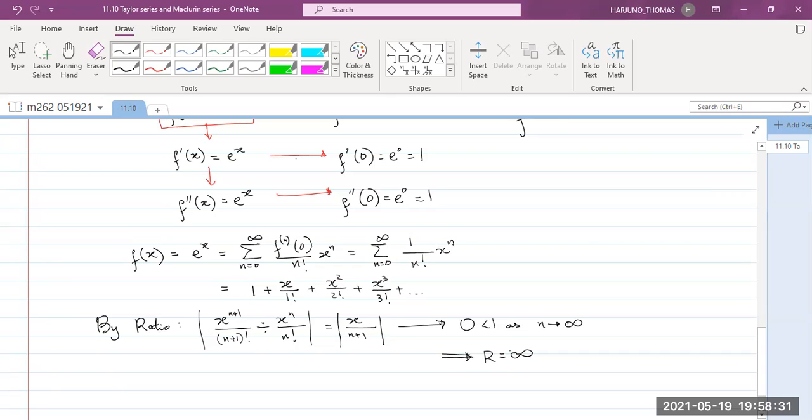However big your x is. Once you say, oh, my x is 10,000, well, eventually your n plus 1 will be much, much larger than 10,000.